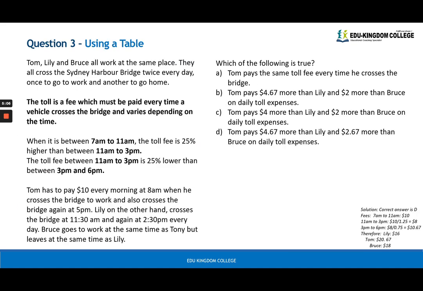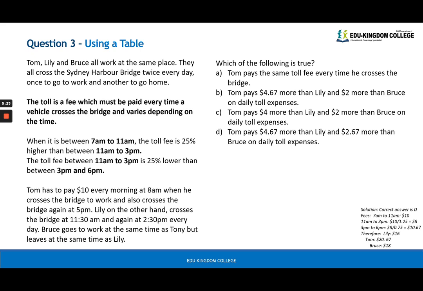Right, number 3. So I'm going to avoid going into too much detail with the working out just for the sake of time. But let's quickly explain how to work this. We have different rates for 7 to 11, 11 to 3, and also 3 to 6.